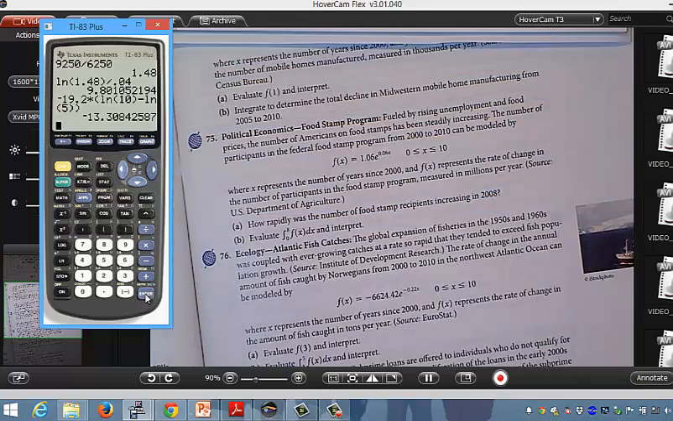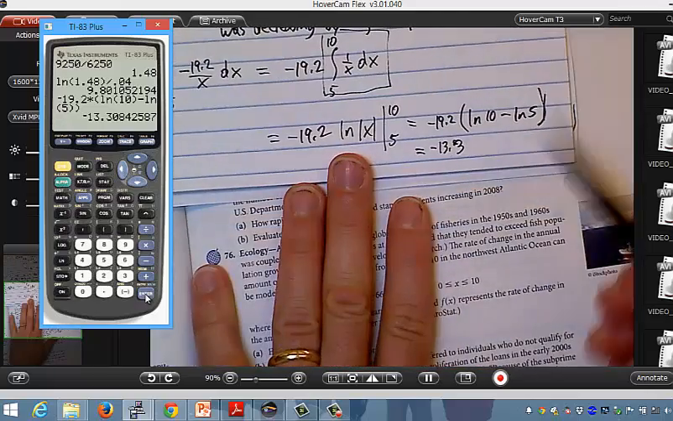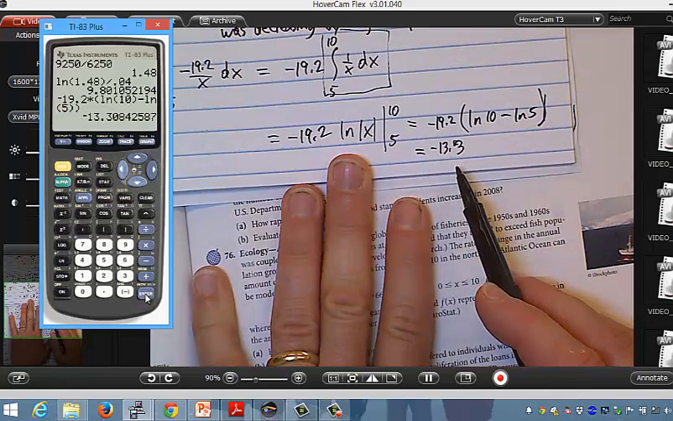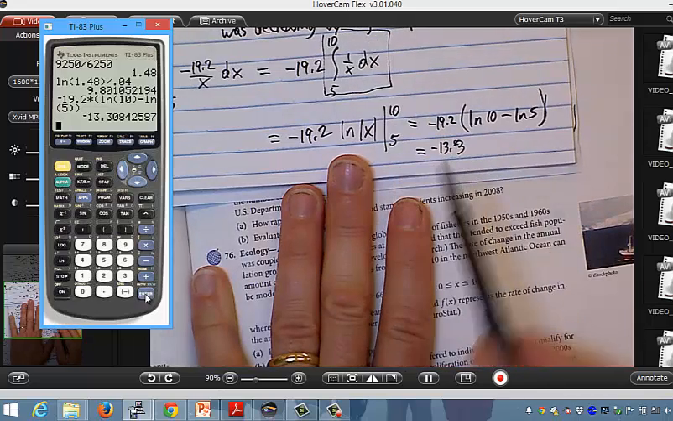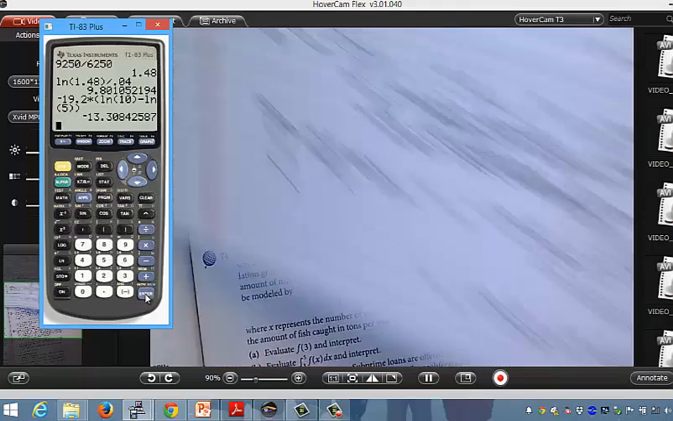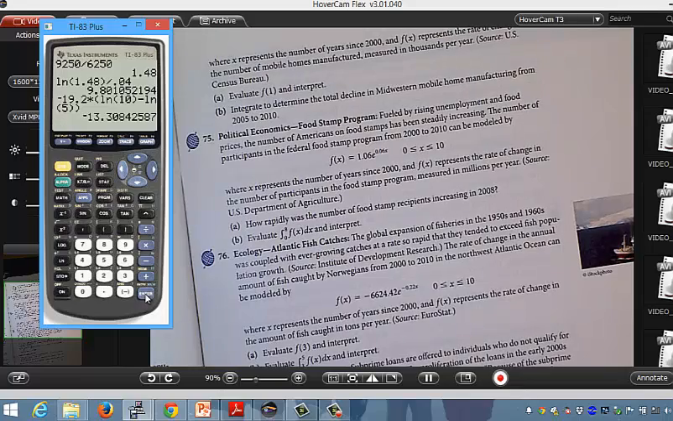It says, oh, it's the total decline in Midwest mobile home manufacturing. So that means over those 5 years, we lost 13,300 mobile homes, right? That's the total decline. Now, not as bad as 2001, right? But still bad for that business. So you can measure total declines also. Okay. Any questions so far?